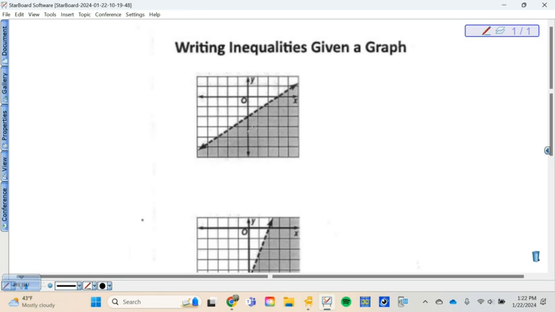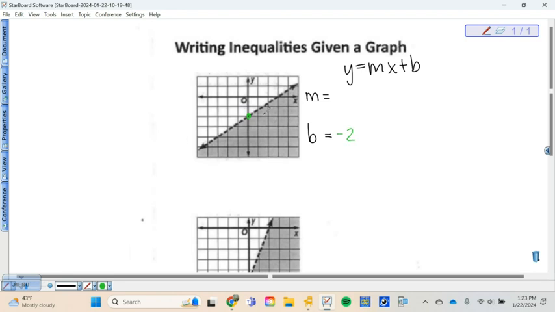It's not an equation. But if I want to write the inequality, I start the same way I write an equation. I'm going to write it in slope-intercept form, y equals mx plus b. So that means I need to identify what's my slope and what's my y-intercept. What's the m and what's the b? So start with the b. That's easier to identify. Where's my y-intercept? Good, -2. So b equals -2.